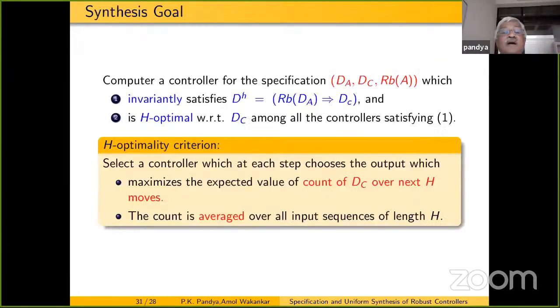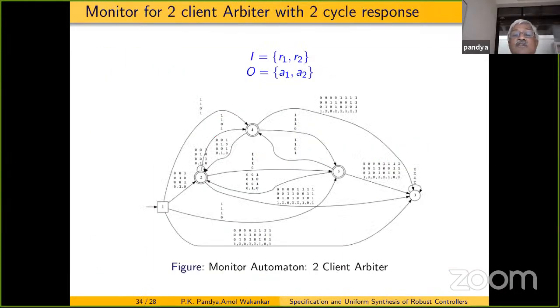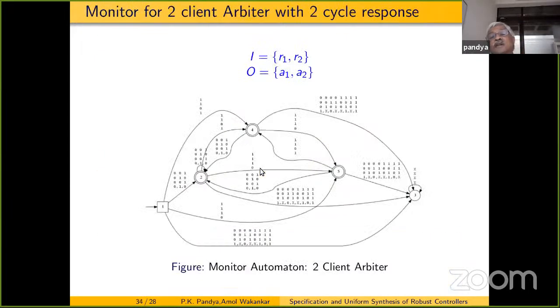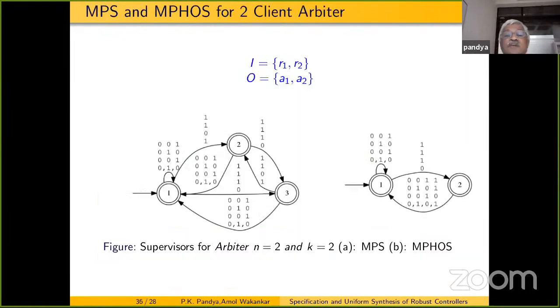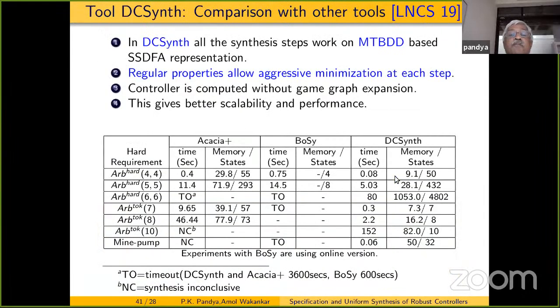So I think I have finished my time, and I should not go into the synthesis method. You start with this monitor automaton, and then you compute this maximally permissive supervisor, taking into account only hard guarantees, which collapses this original monitor automaton into this non-deterministic controller, which is maximally permissive. Then you optimize it using H optimality, and you get this. And all this theory I will skip.